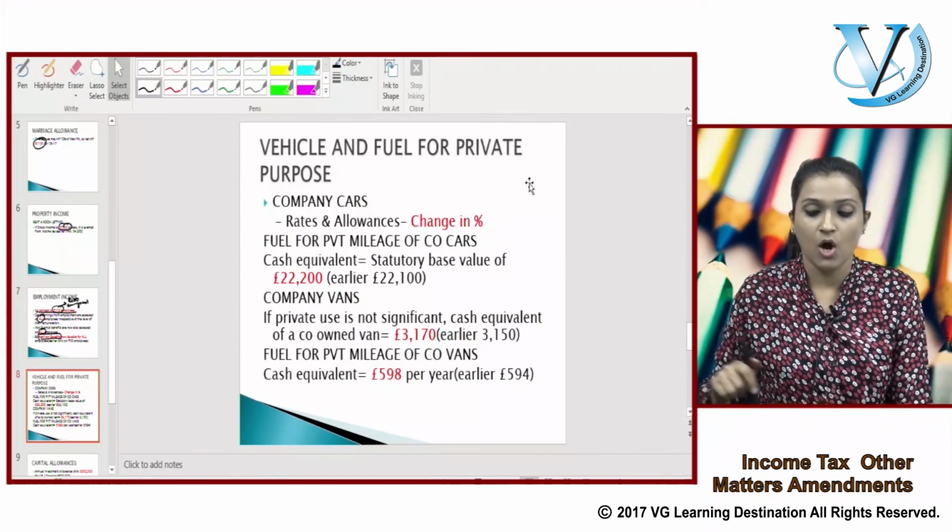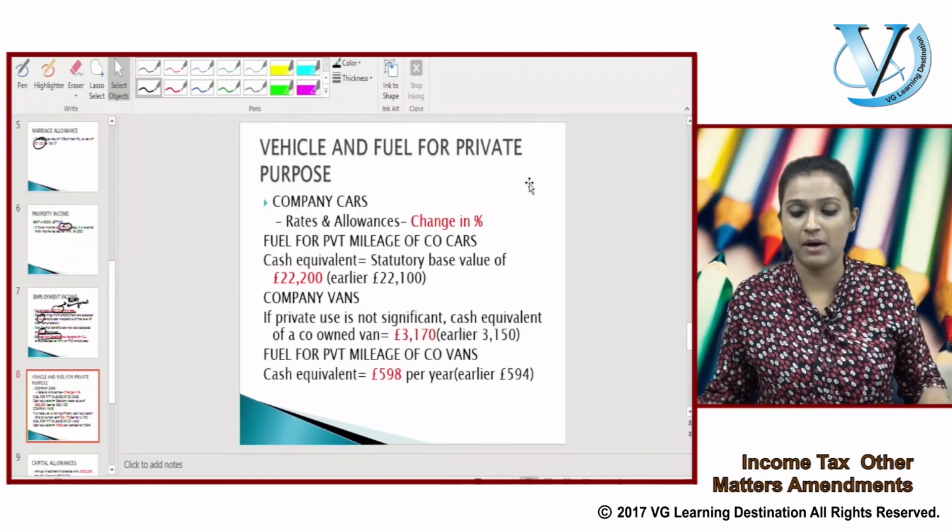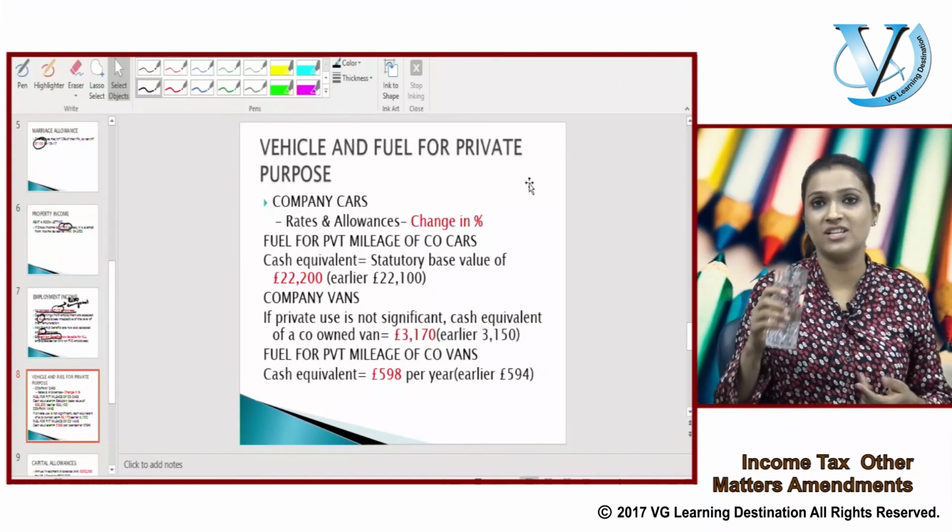What next? What about vehicles and fuel for private purposes? There is also a change in the table.